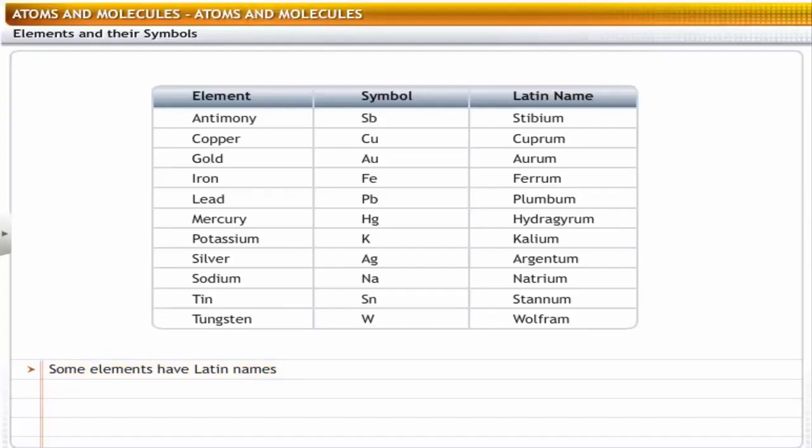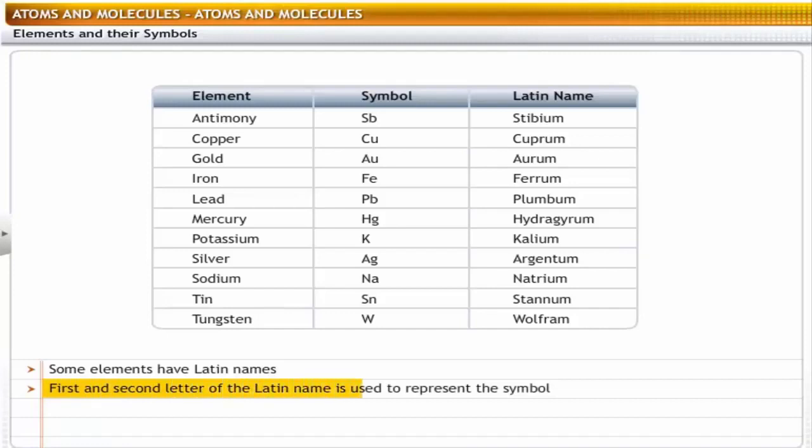There are some exceptions while writing the symbols for some of the elements. These names were derived from Latin. In general, the first letter and the second letter of their Latin names are used to represent the symbols of these elements. For example, antimony is called stibium in Latin, and the symbol is Sb. Copper is known as cuprum, and the symbol is Cu. Gold as aurum, represented by Au.